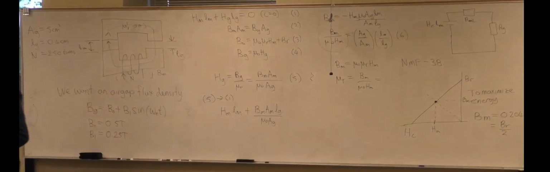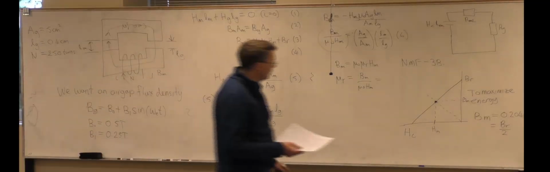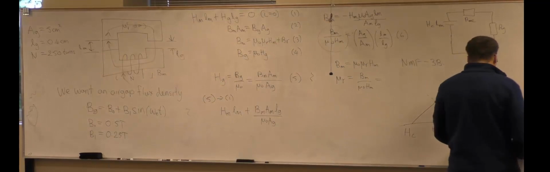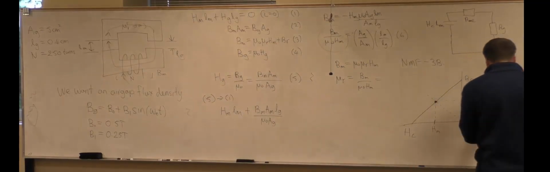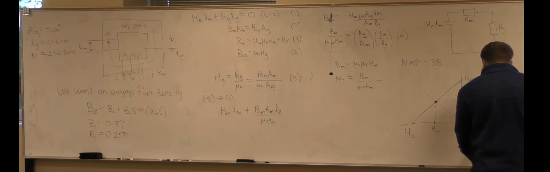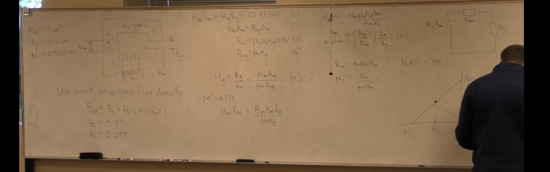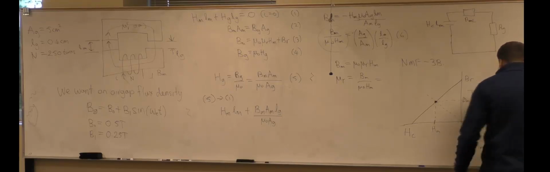Right? Let me just double check that. Yeah, 300. And so we have BM as 0.204, and then HM is equal to 150 times 10 to the 3 amps per meter.